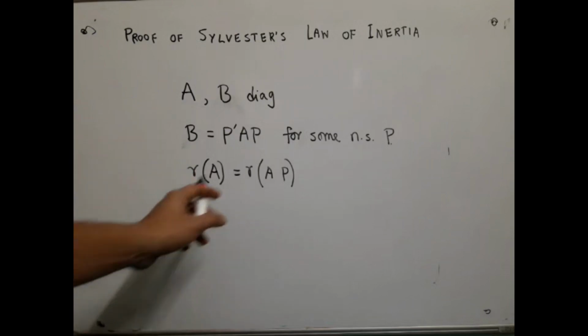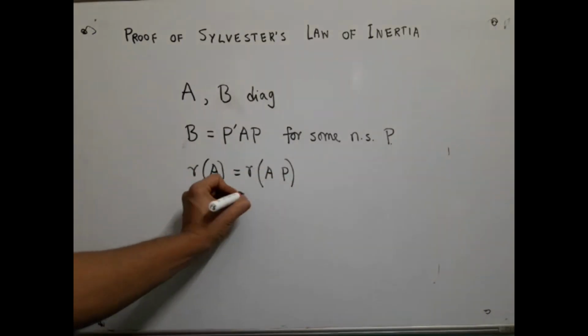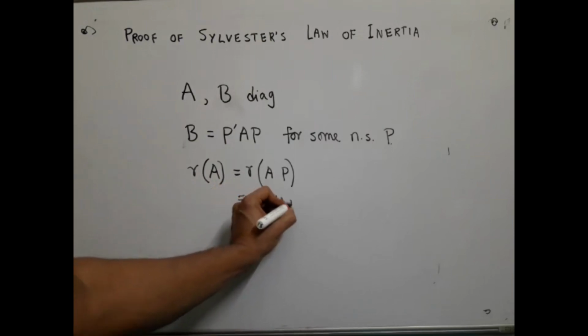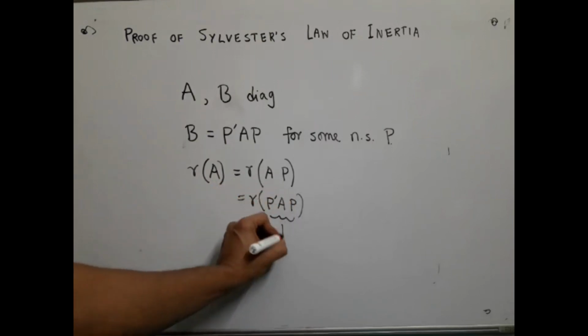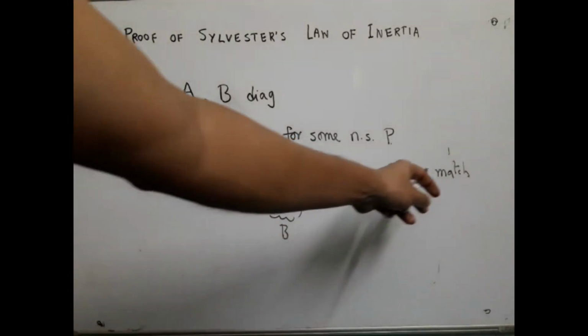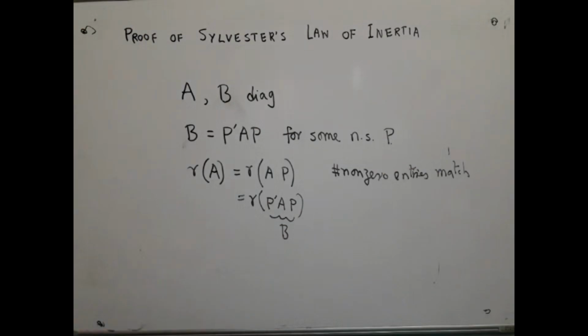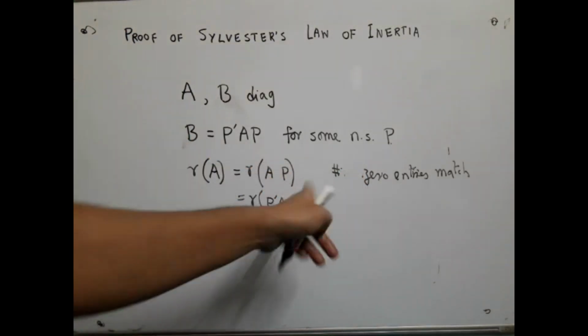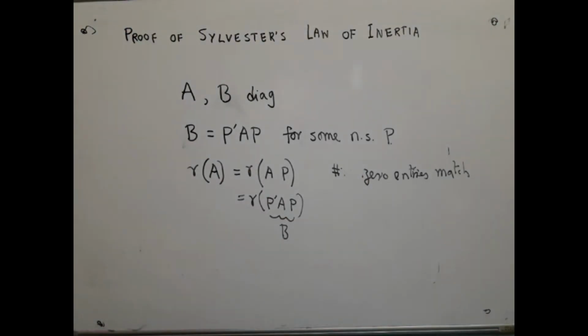So, rank of A is the same as rank of AP, which again is the same as rank of P transpose AP, and that is our B. So, we see the rank of A must be the rank of B, and from this we immediately conclude that the number of non-zero diagonal entries must match, because that is the rank. Now, since both of them are of the same order, you immediately get that the number of zero diagonal entries must also match. So, that part is settled.